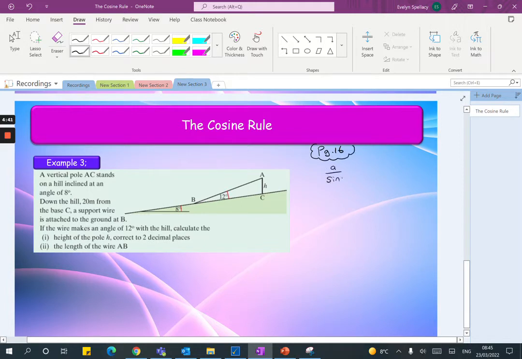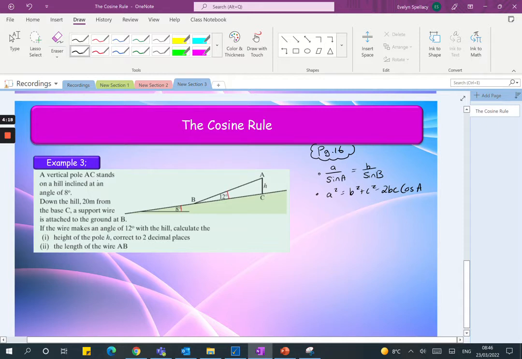So the sine rule is usually a over the sine of A is equal to b over the sine of B. My cosine rule we know is a squared is equal to b squared plus c squared minus 2bc cos of A. And I know these are the main tools in my toolbox because I'm dealing with a non-right angle triangle. So let's read the problem here.